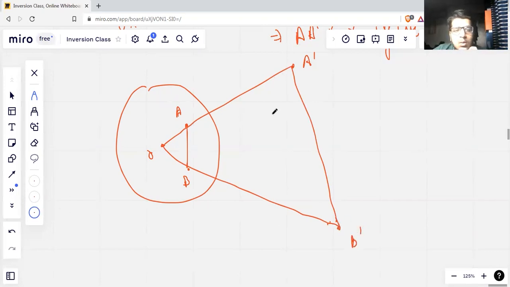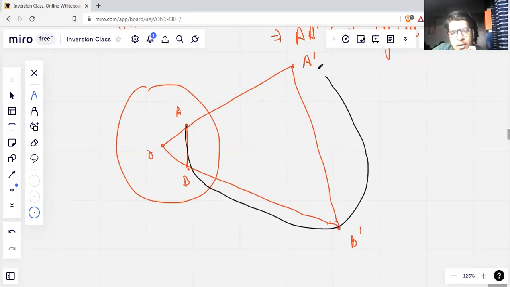Then can you see that A, B, B dash, A dash and A, these 4 points are concyclic. I just proved it in the proof of that thing, right? By power of point it follows. And if not power of point, then you can just see by similarity, these two angles will be equal. So this is a cyclic quadrilateral.